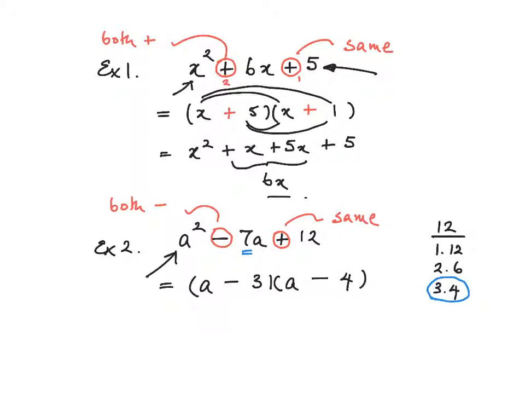And if you want to expand the brackets, as we did with example 1, a times a is a squared, a times minus 4 is minus 4a, minus 3 times a is minus 3a, and minus 3 times minus 4 is plus 12. And there you can see the minus 7a.